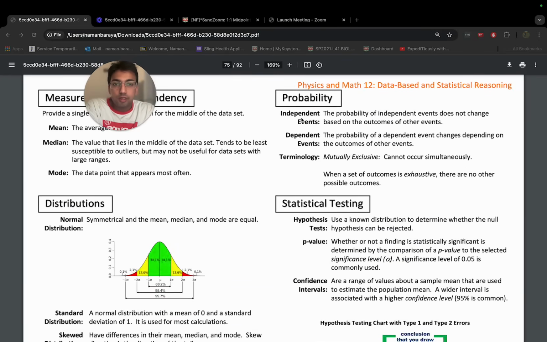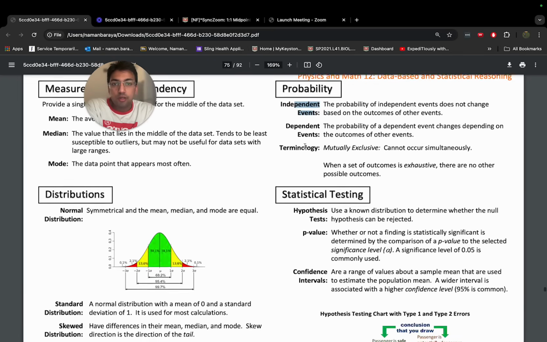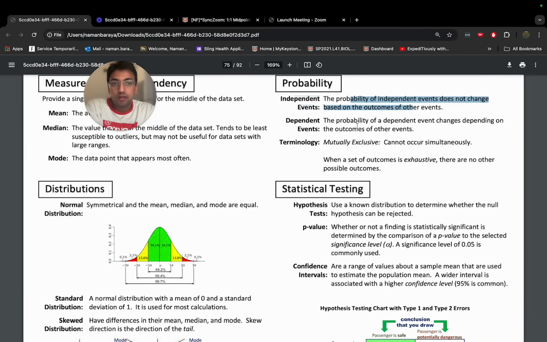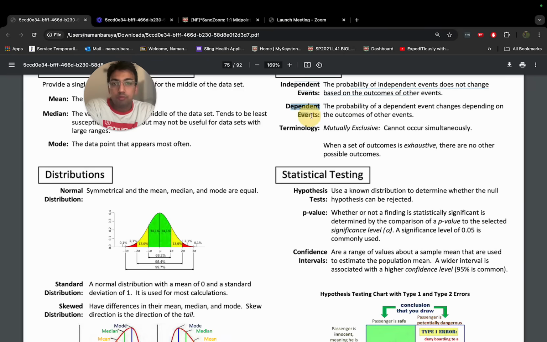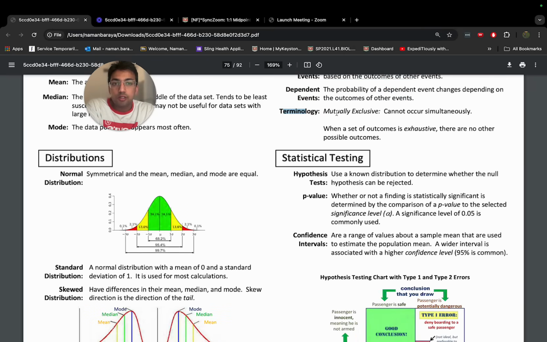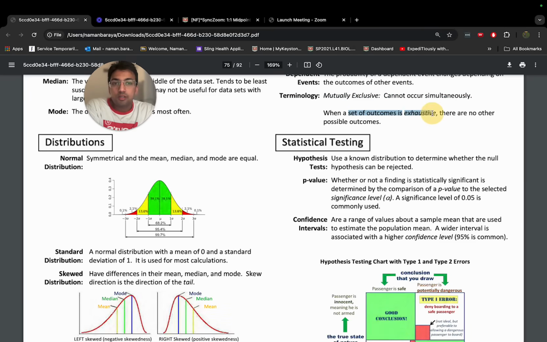You have probability. Independent events is like flipping a coin twice. It doesn't affect the probability the second time. Dependent events, it does affect the outcome of the other events. Terminology: mutually exclusive means that they cannot occur simultaneously. And when a set of outcomes is exhaustive, then there's no other possible outcomes.